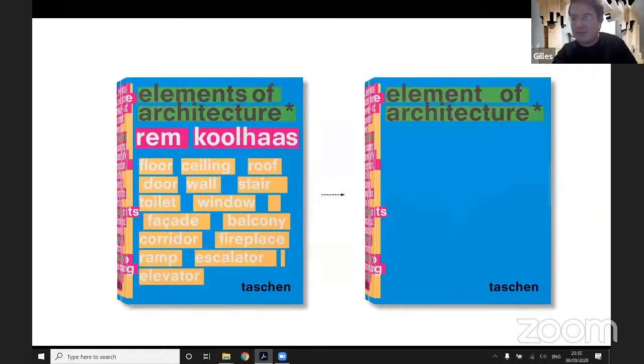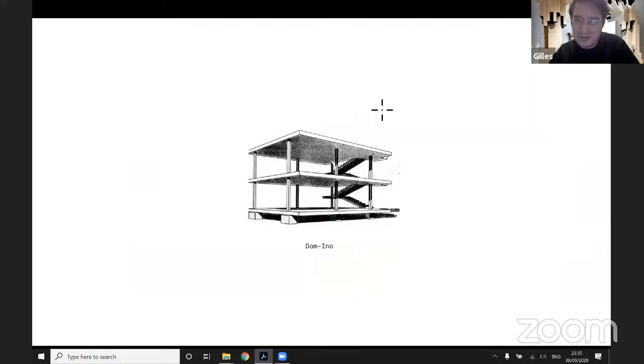So this is my version of Rem Koolhaas's Elements of Architecture book. It would be a very thin book. It would just be called Elements of Architecture, and it would have one part in the book, right? I should Photoshop this better, so that it actually looks like a millimeter thin volume.